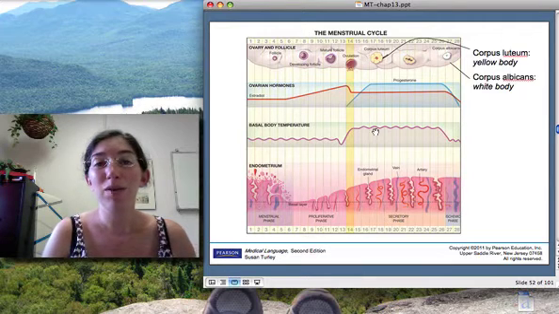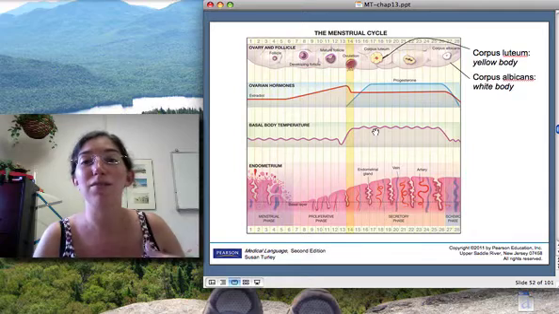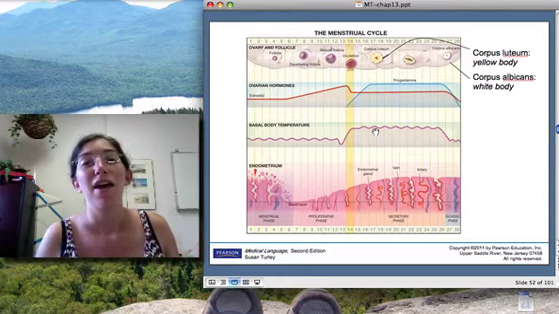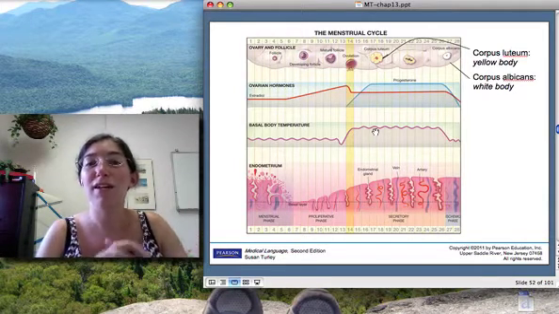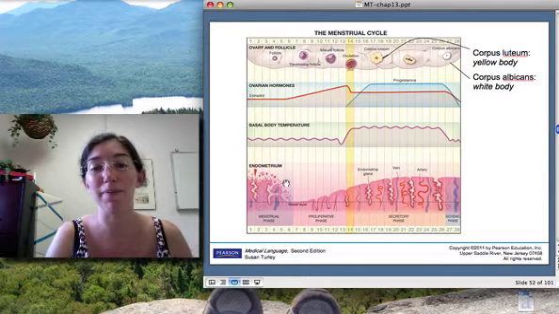So at puberty, females start menstruating. They start ovulating, so releasing an egg every month. And then if the egg does not get fertilized, they shed their endometrial lining, known as the period or menses.